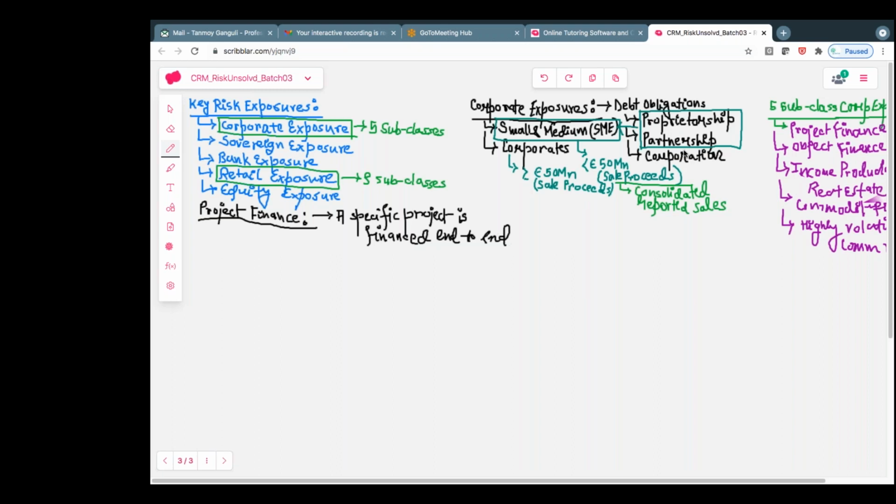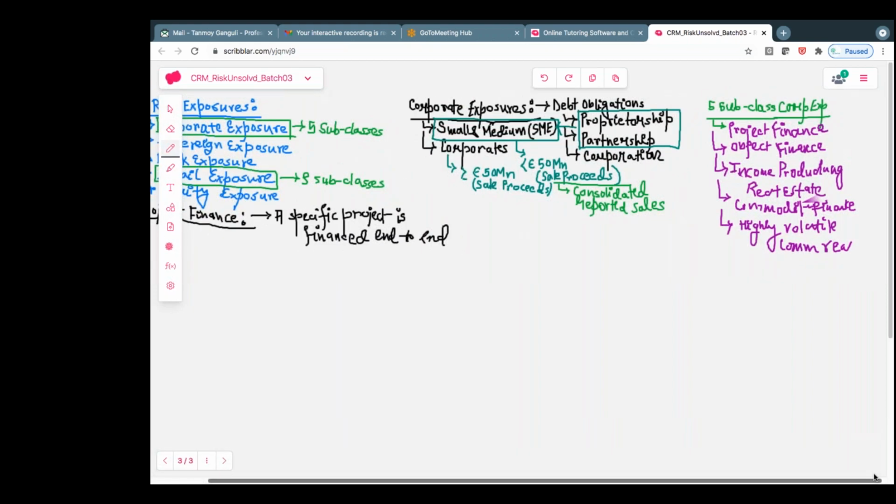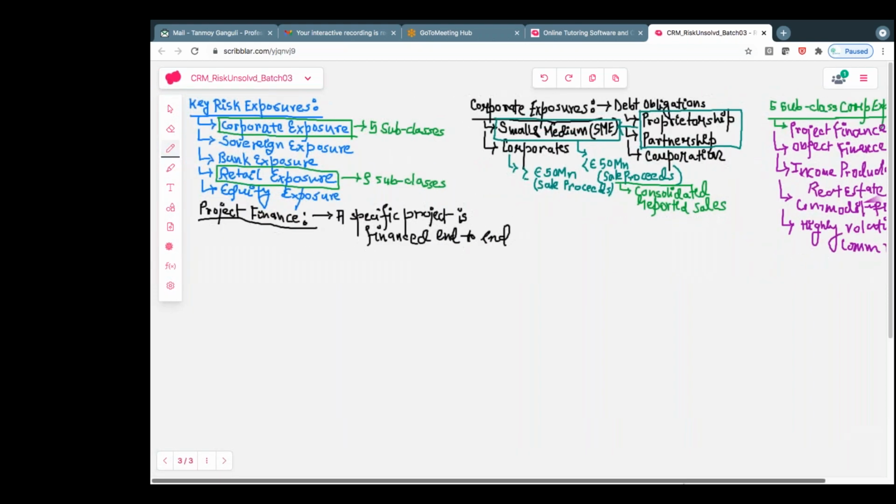While we spoke about those retail exposures and the corporate exposures, we saw that there were different subclasses of this exposure, and namely they were project finance, object finance, income producing real estate, commodity finance, and high volatility commercial real estate, right? So this is where we have this.